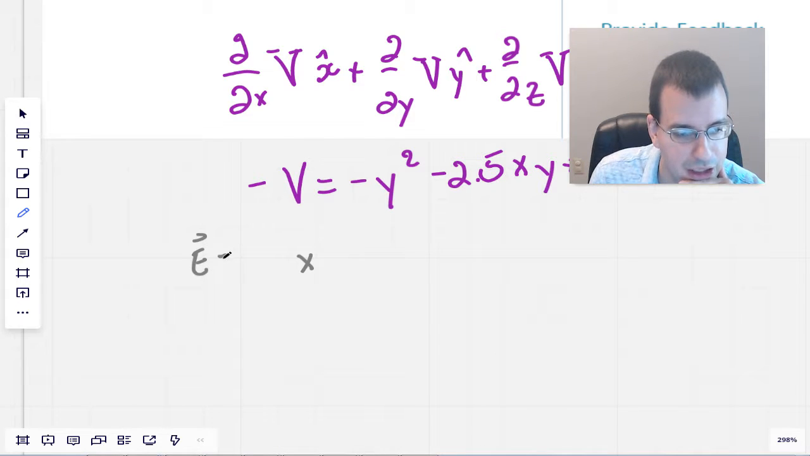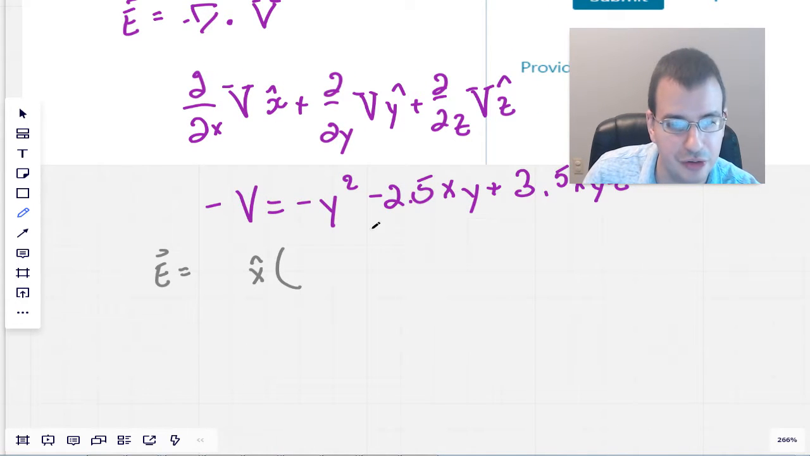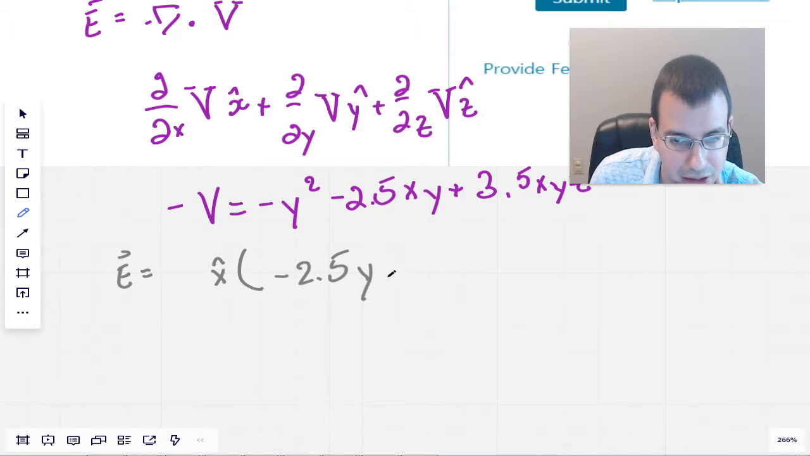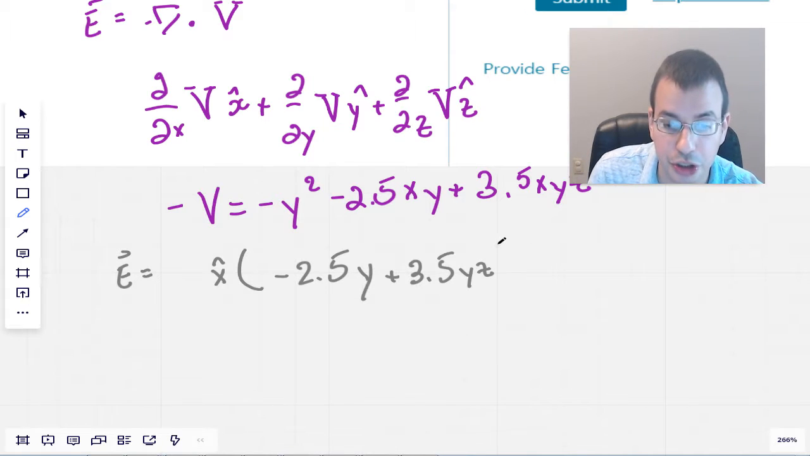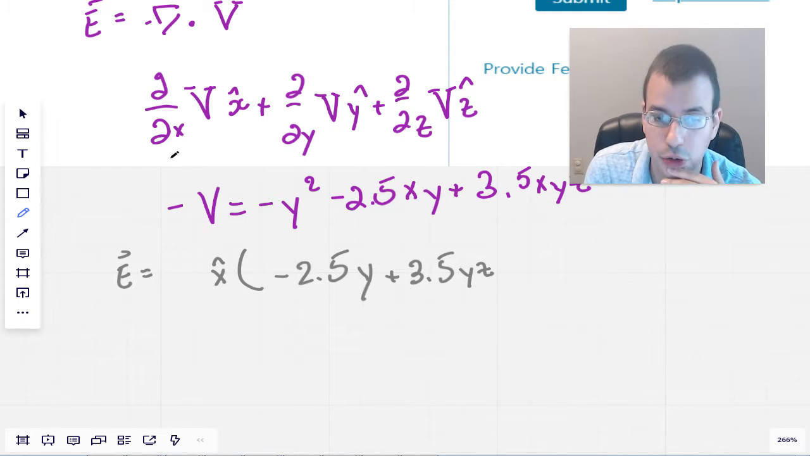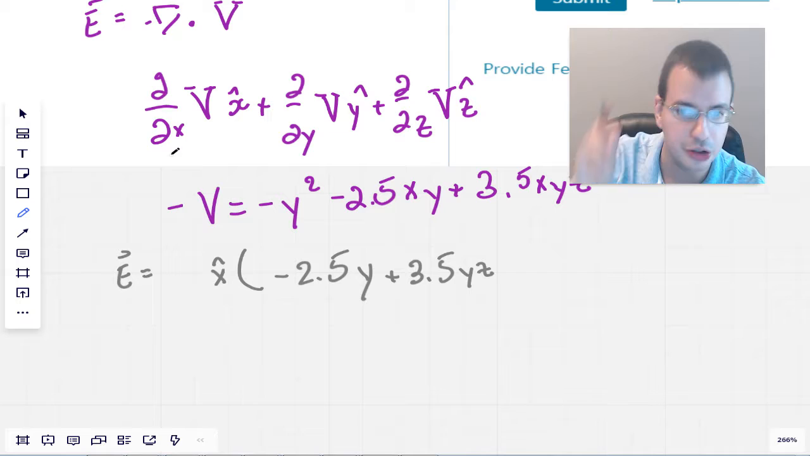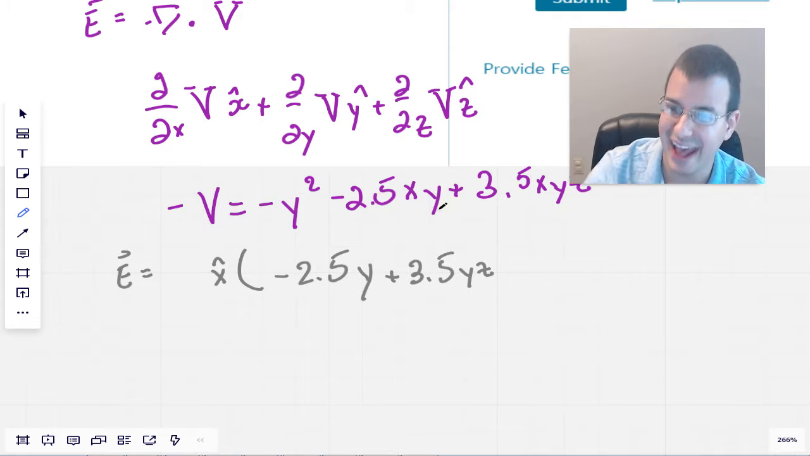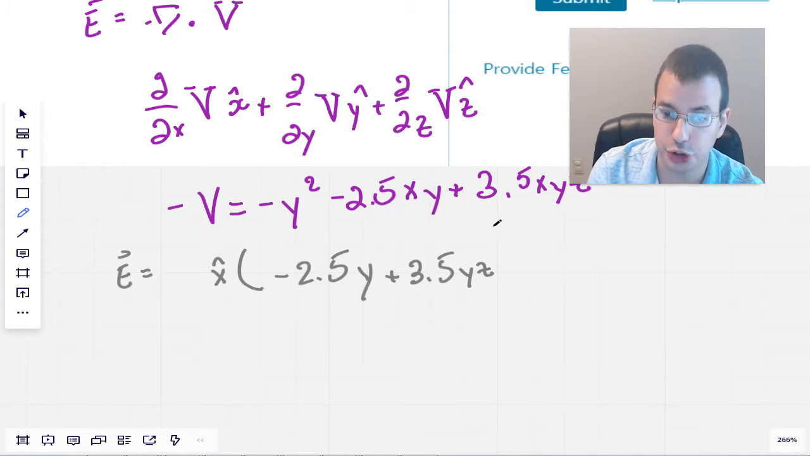Electric field equals x hat times, now we're going to take the partial derivative of the voltage with respect to x. So we'll have negative 2.5y plus 3.5yz. When you do partial derivatives, you take a derivative with respect to the variable you're differentiating, but you hold all the other variables constant. Here I'm pretending as if y and z are constant, and I'm only taking the derivative with respect to x, which is why this negative y squared goes away.